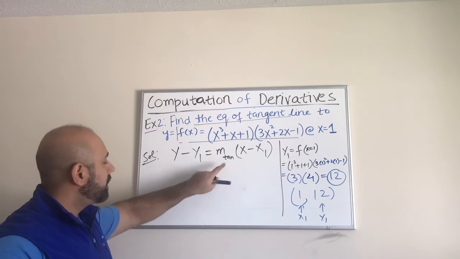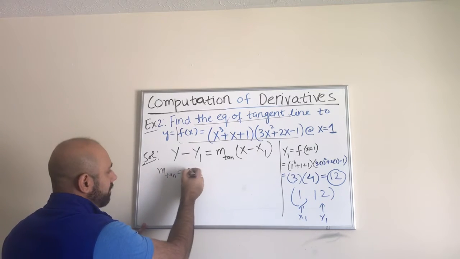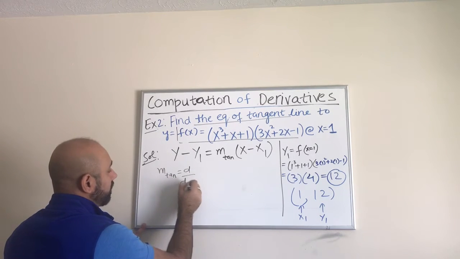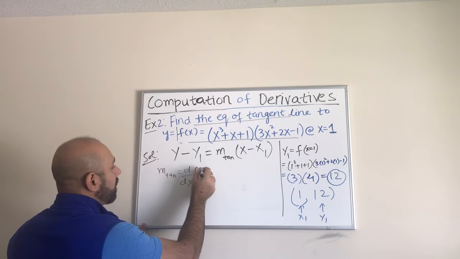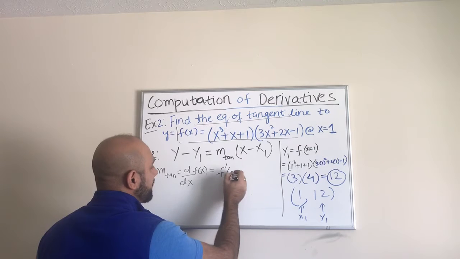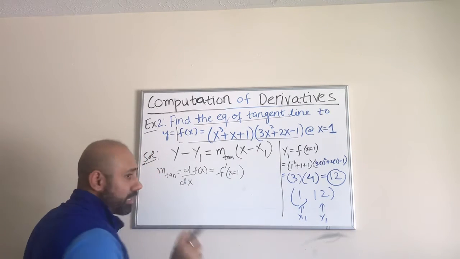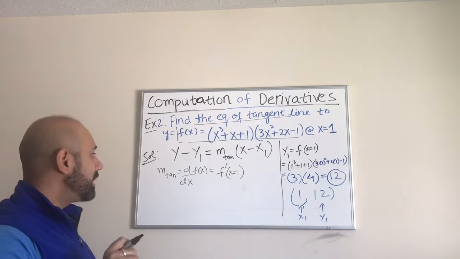Now to find the slope of the tangent line, we know the slope of the tangent line is going to be just the derivative of the function, which you can write in the form d over dx of f of x, which is the same as finding the derivative f prime of x, but at what? At x equal to 1, because we're interested in that particular point, x equal to 1.